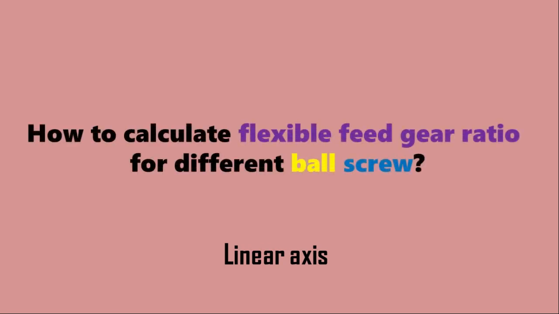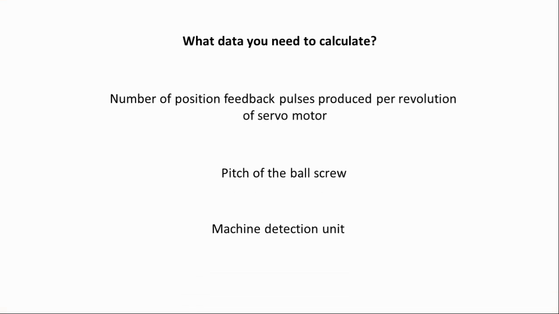Now first I will show you how to calculate the flexible feed gear ratio value for a linear axis. See how to calculate the flexible feed gear ratio for different ball screws when you are using a linear axis, like the X axis and Z axis, which move horizontally or vertically. So what data do you need to calculate the flexible feed gear ratio? You need some data. So what is that data?